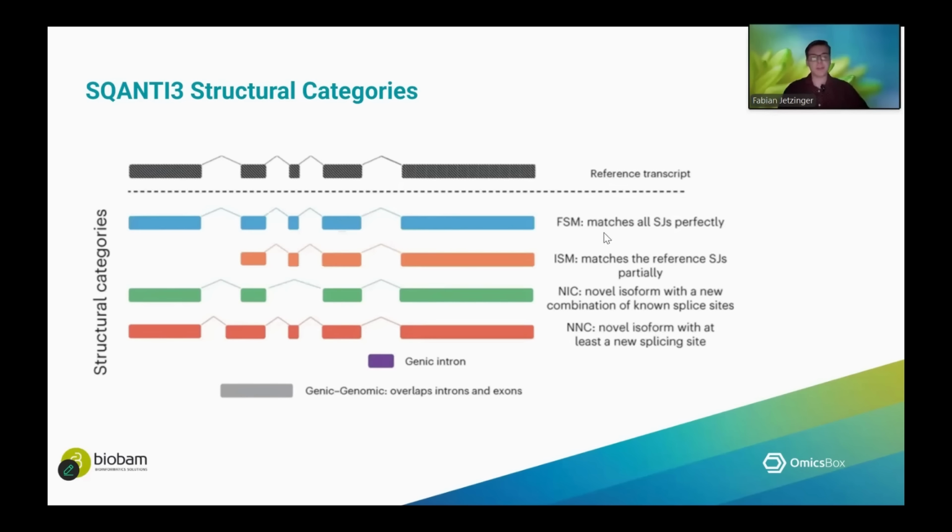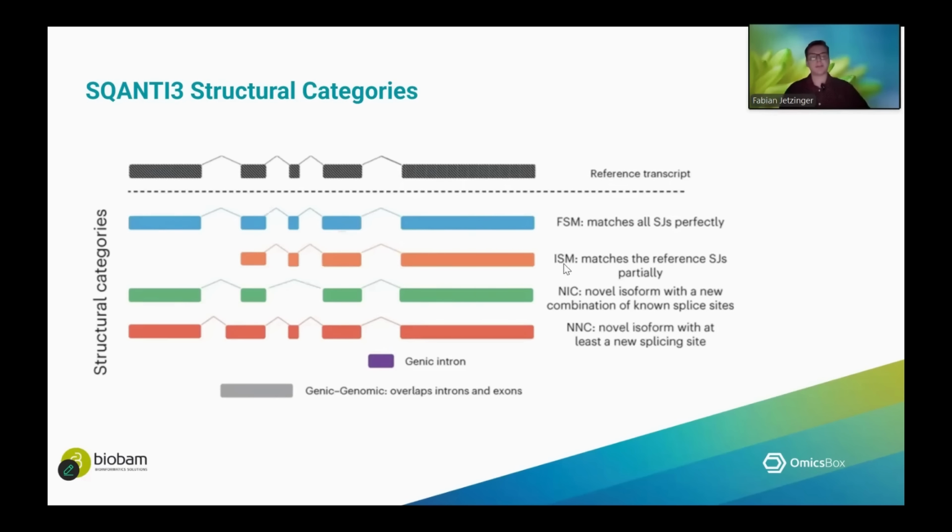So a full splice match matches all splice junctions of a reference transcript perfectly. So there is no variation in the splice junctions. There can be some variation in the start and termination sites, but the splice junctions are the most important indicator of transcript identity, and those are equal to a reference.